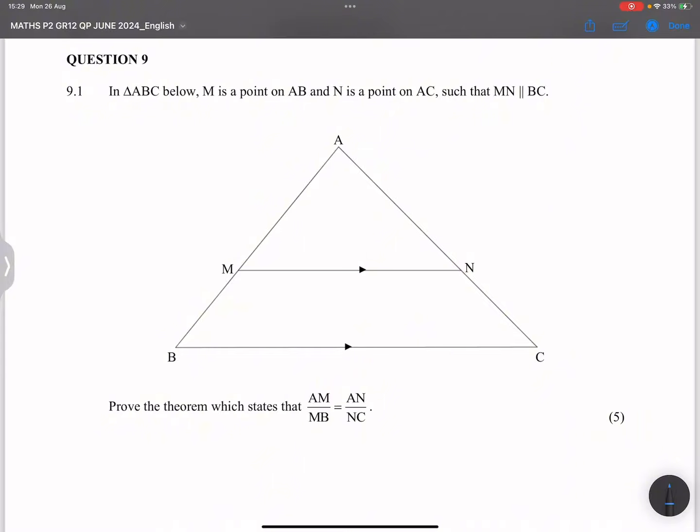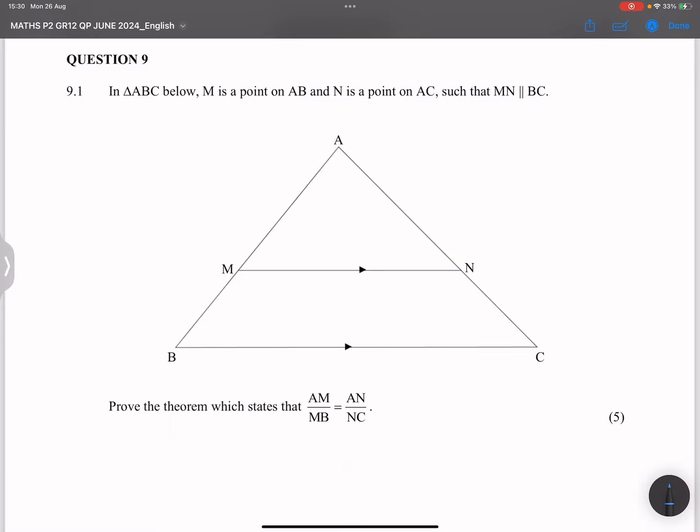And so we look at question 9, all right? They want us to prove that in triangle ABC below, M is a point on AB and N is a point on AC such that MN is parallel to BC. They want us to prove the theorem which states that AM over MB is AN over NC.